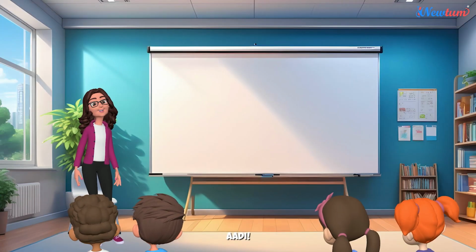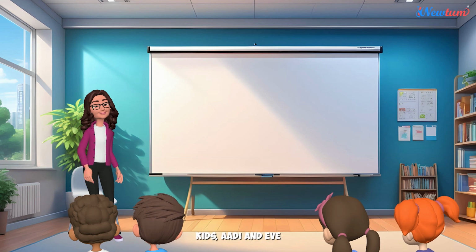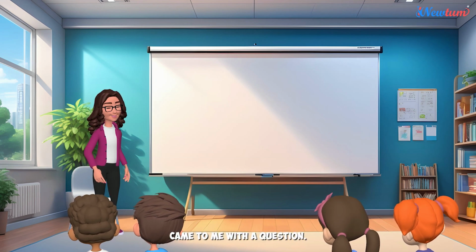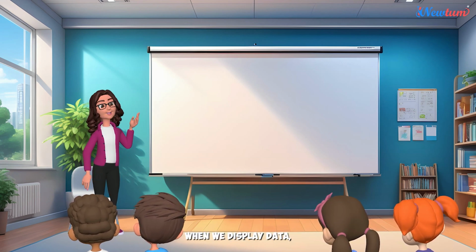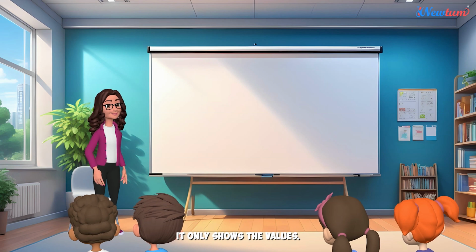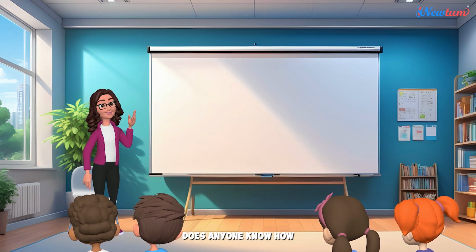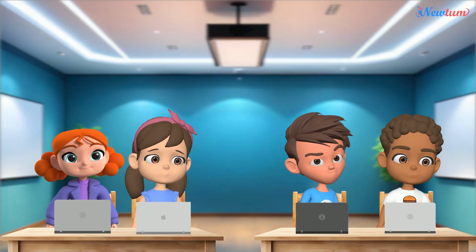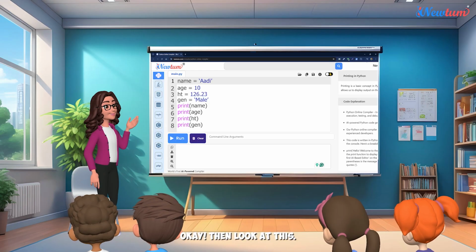All right. Aadi, now open your code here. Kids, Aadi and Eve came to me with a question. When we display data, it only shows the values. How can someone understand what the data is about? Does anyone know how to solve this problem? Okay, then look at this.